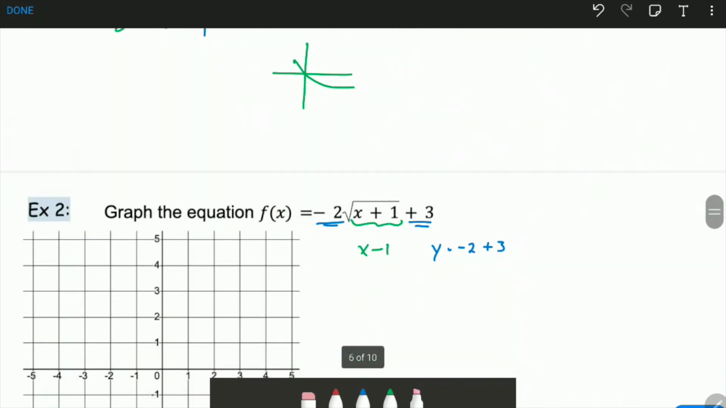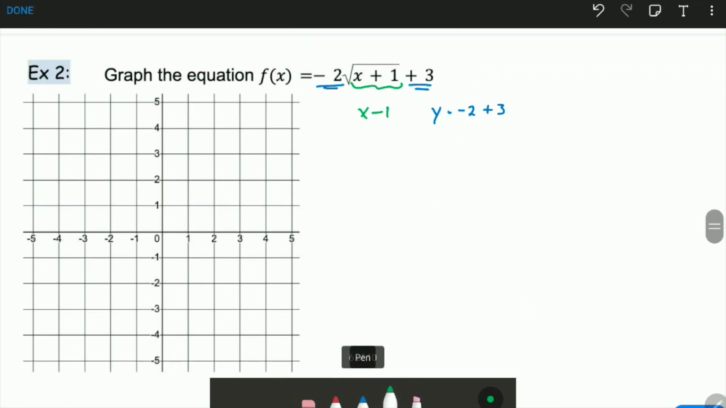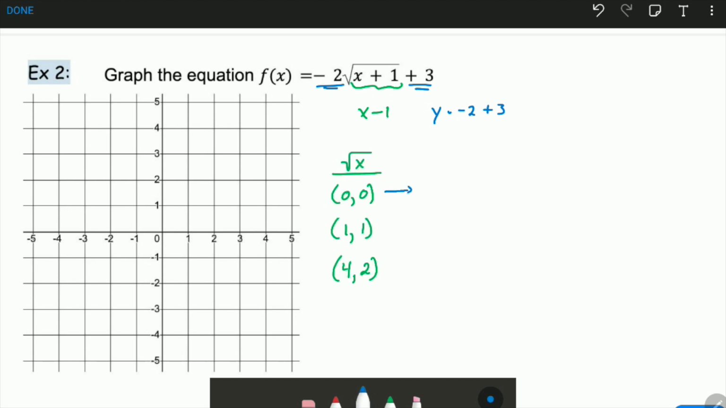I'll use them to help me graph the transformed function. So with that, the points that we're going to use for the square root of x are 0, 0, 1, 1, and 4, 2. Just like all the other units I've done, I'm going to go through and change all the x values first, and then I'll go back and change the y values. So my x rule is to subtract 1 from x values. So 0 minus 1 is negative 1, 1 minus 1 is 0, and 4 minus 1 is 3.